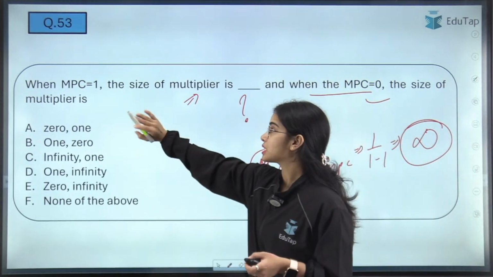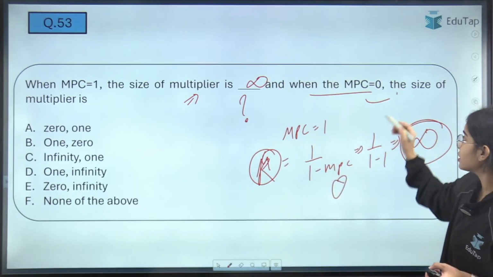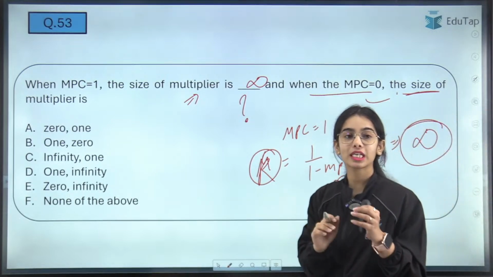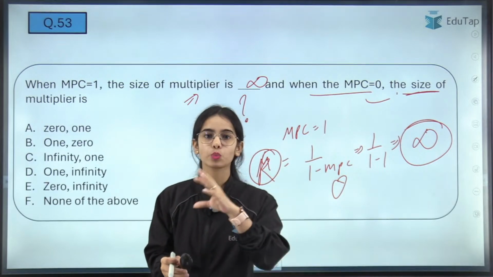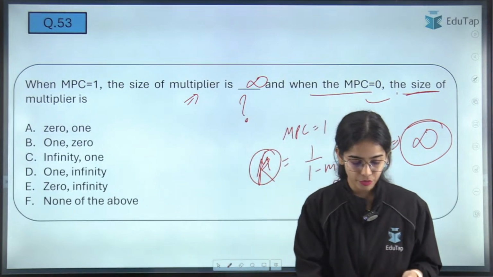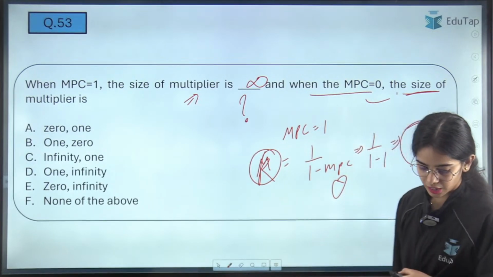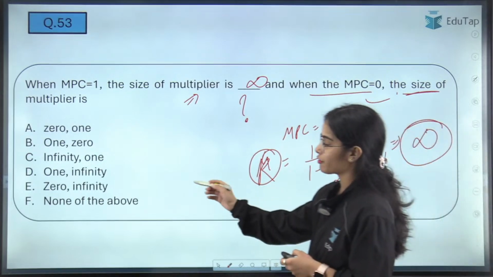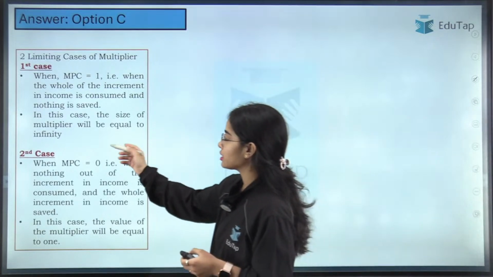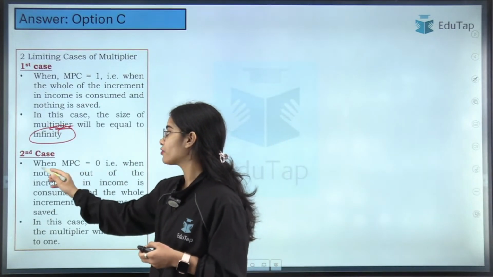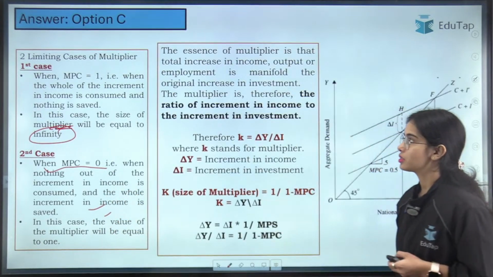So when the MPC is equal to 1, the size of multiplier is infinite, and when the MPC is equal to 0, the size of multiplier will be 1. These are the two limiting cases of the multiplier. I hope you were able to answer the questions correctly. So the answer is infinity and 1. When the MPC is 1, the multiplier is infinity, and when the MPC is 0, the multiplier is 1. So that is the idea.